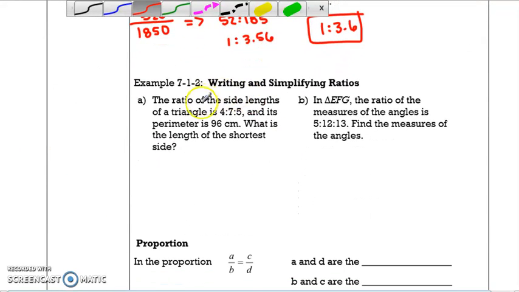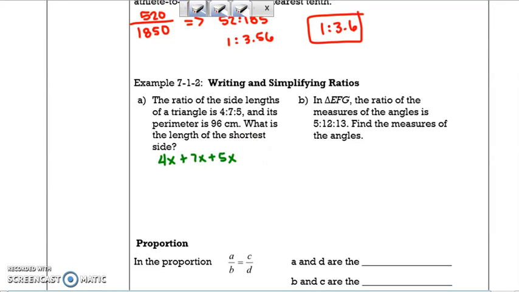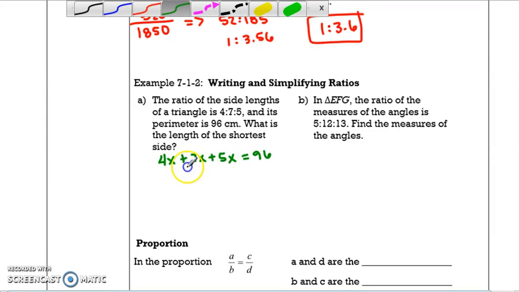The ratio of side lengths of a triangle is 4 to 7 to 5, and the perimeter is 96. What is the length of the shortest side? So we could have 4x plus 7x plus 5x, because we don't know the exact lengths, but we know it has that ratio, equals 96. And then we can figure out what each of them is. So 16x is equal to 96, which means x is 6. Our shortest side is the 4x, so 4 times 6, which means the shortest side is 24 centimeters.